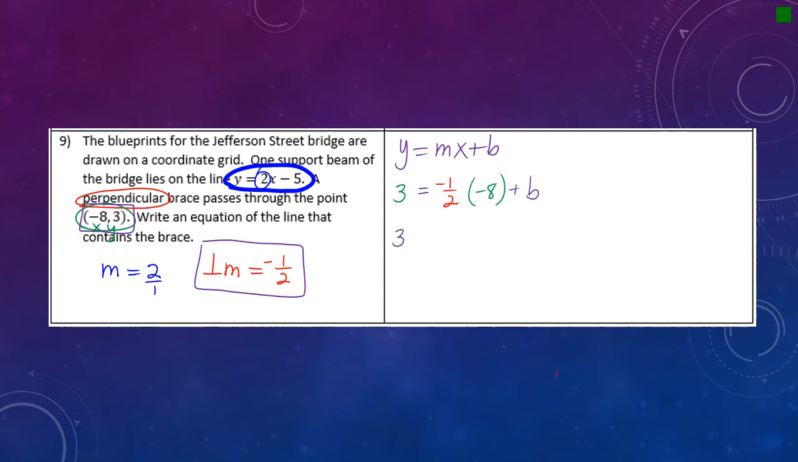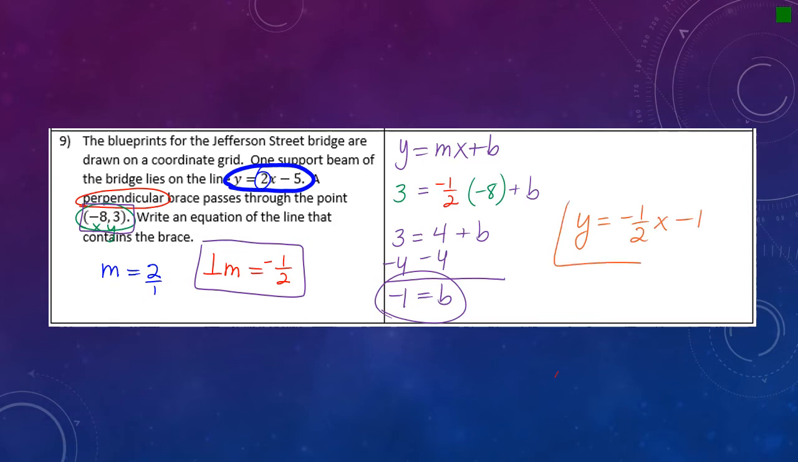So now I need to simplify -1/2 times -8. That comes out to be 4. And it's positive 4 since it's a negative times a negative. And now I'm going to be subtracting 4 from both sides. So I get that b is equal to -1. So now I need to take the two pieces of information that I have here, so my perpendicular slope and now the b value that I just got, and plug it back into slope-intercept form. So now I would have y equals -1/2 x minus 1 for my final answer.